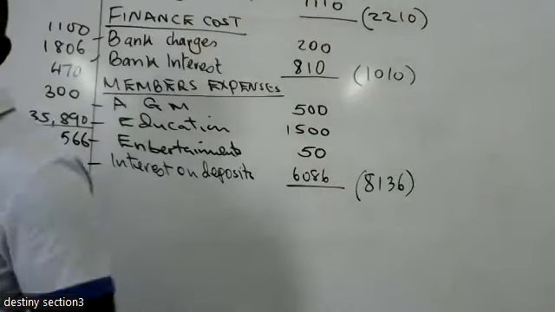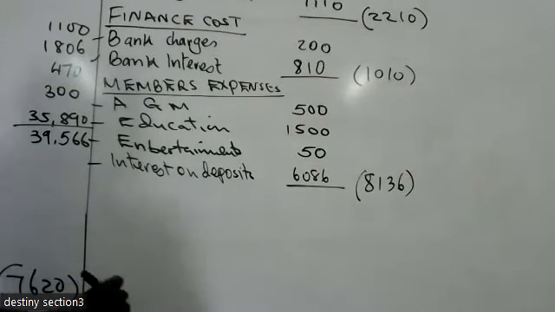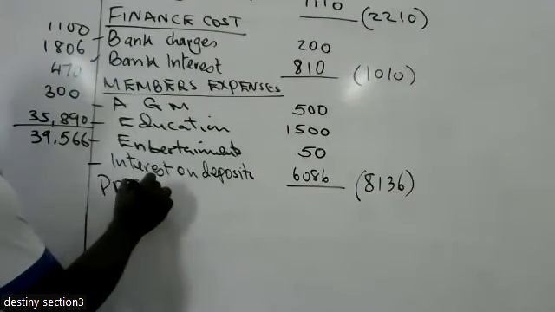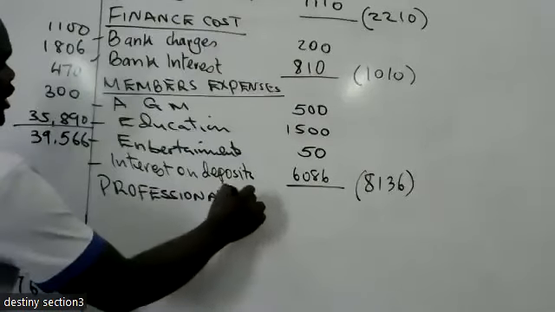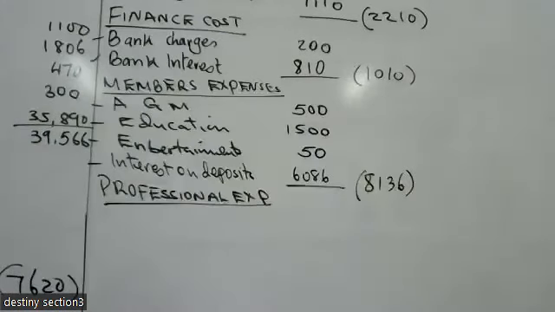Another expense which I can see down is legal fees. Legal fees and audit fees, capture them in the books as professional expenses. Professional expenses.